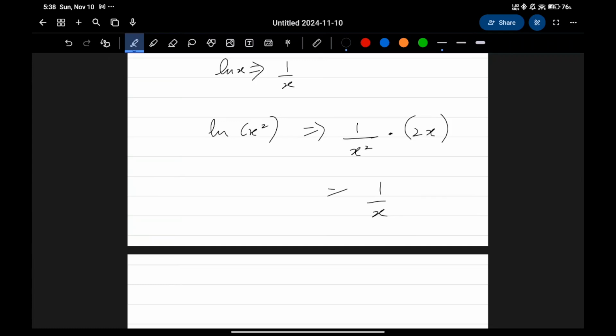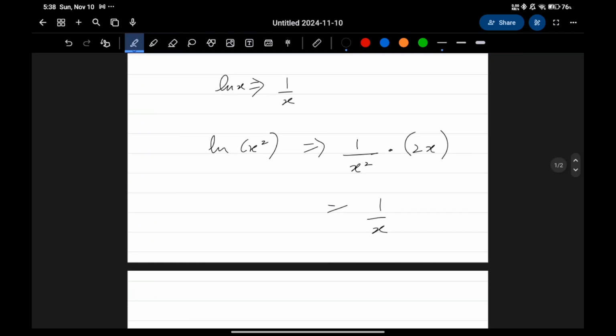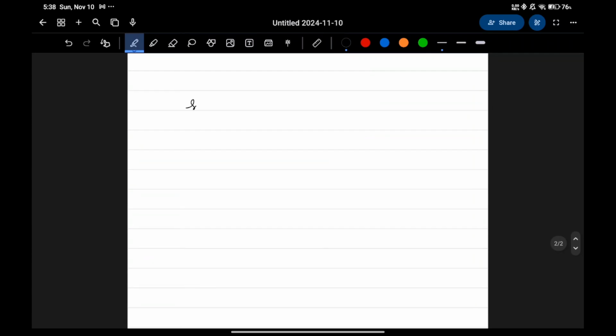Alright, let me look at my agenda. Next thing is, alright, first of all, is everybody clear with chain rule? Alright, perfect. After this, we have some trigonometric functions: sine, cosine, tangent, and cosecant, secant, and cotangent.